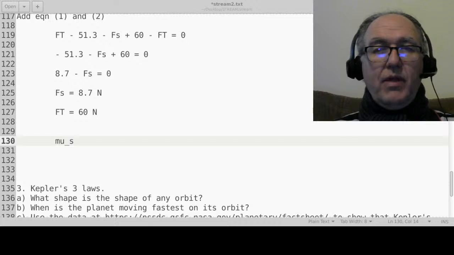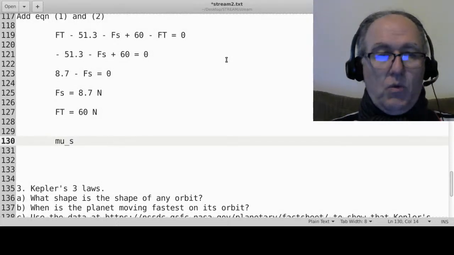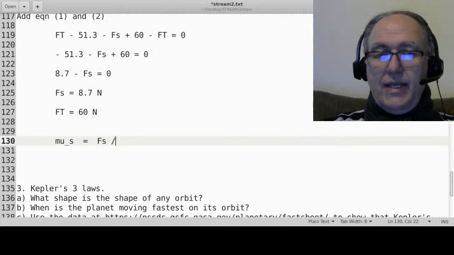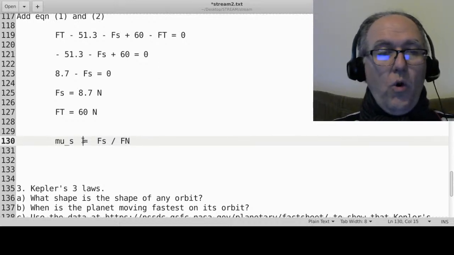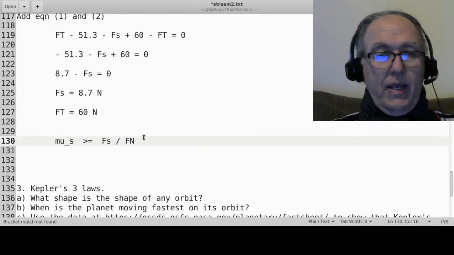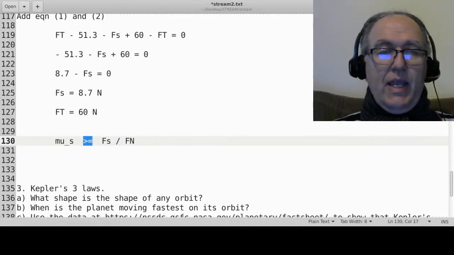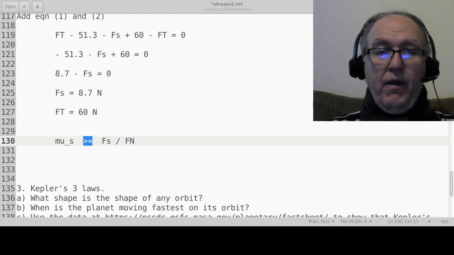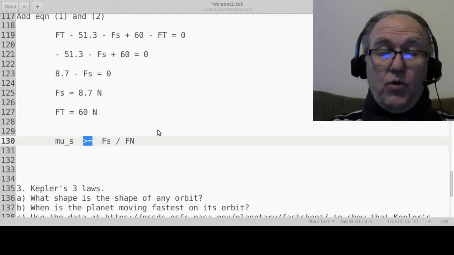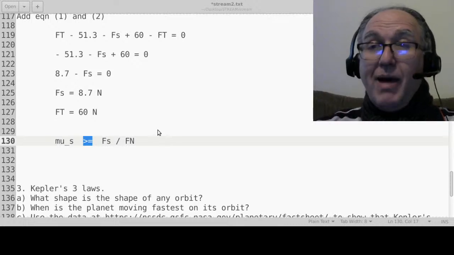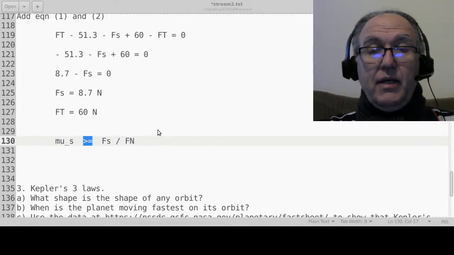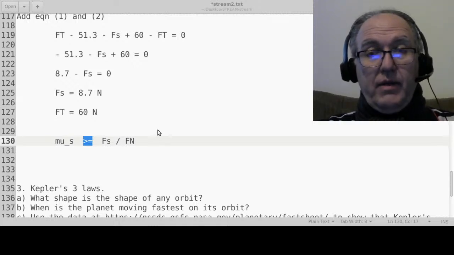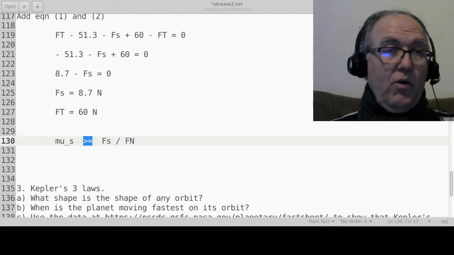Now, it is not an equality. You can't say that it's equal to this. This is incorrect. Okay? It is equal to or greater than. Now I don't have a symbol that does equal to and greater than, but we'll just use that. So mu s, I can't tell you its exact value. All I can tell you is its minimum value. It must be bigger than this number, which I'll calculate in a minute, and if it isn't bigger than that, then it will slide. So it must be bigger than or equal to that.